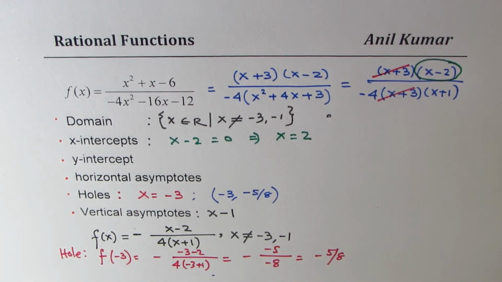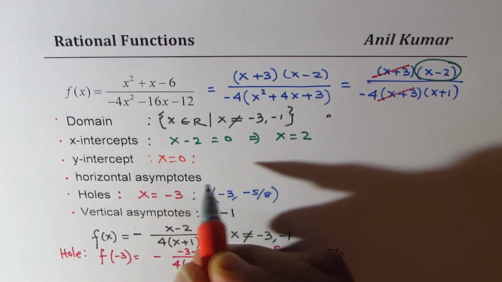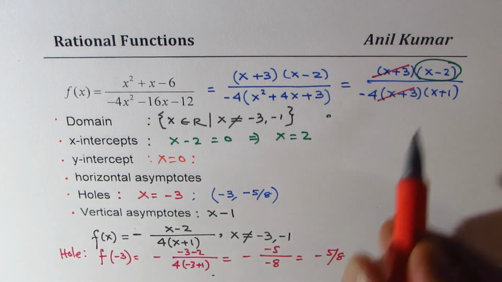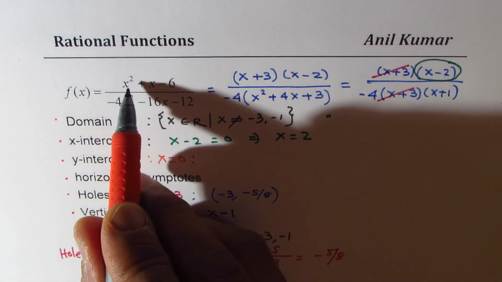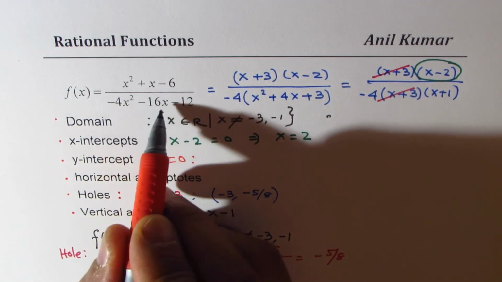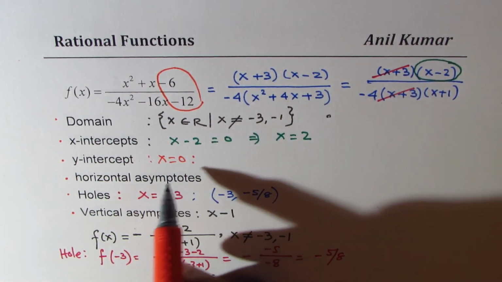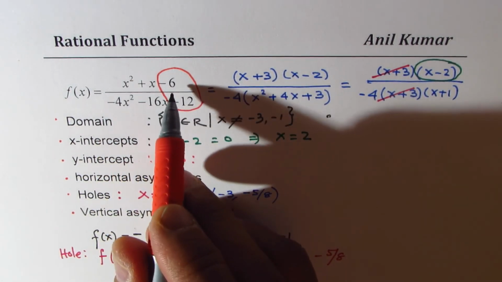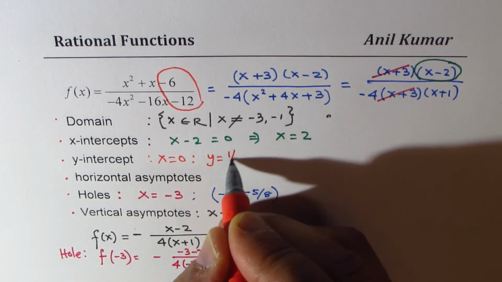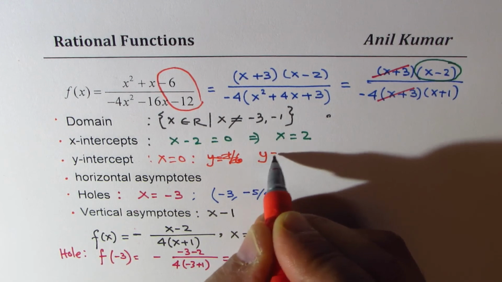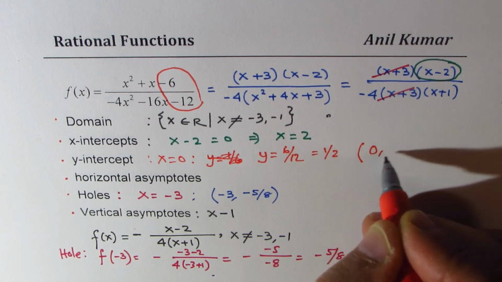Now for the y-intercept, you have to substitute x equals 0. So in our equation, which is the simplified version, if I substitute x equals 0, what do I get? Now this is the best equation to check. These two terms will become 0, and it is this ratio. So for the y-intercept, substituting x equals 0, you get 6 over 12. Both negatives cancel, which is half. So y equals half, and the point here is (0, half).